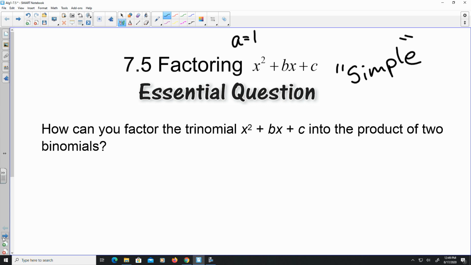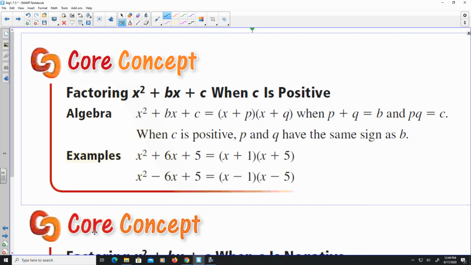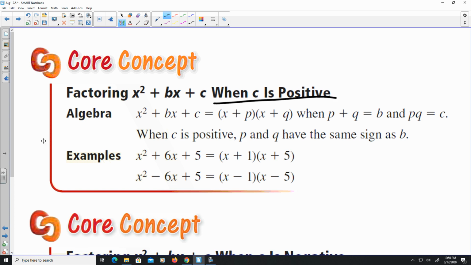So when they are simple trinomials, there are two things that you have to consider. One is, is your value of c positive or is your value of c negative? And second, if it is negative, then you have to kind of manipulate your values of b and c to make it correct. So first off, let's look at when c is positive.